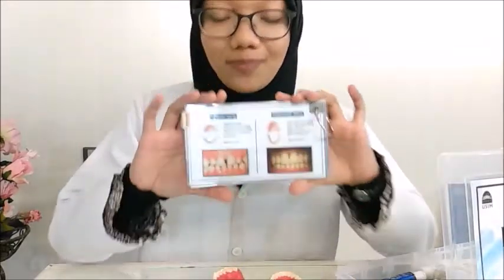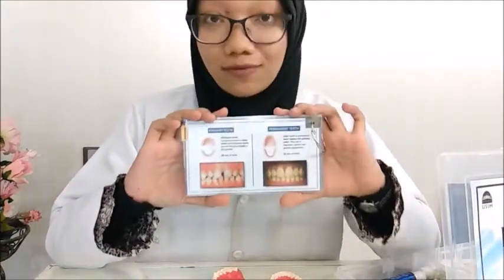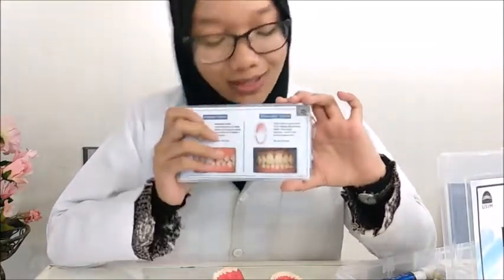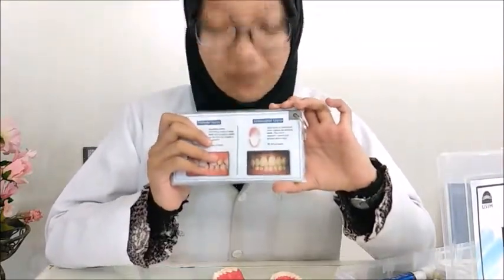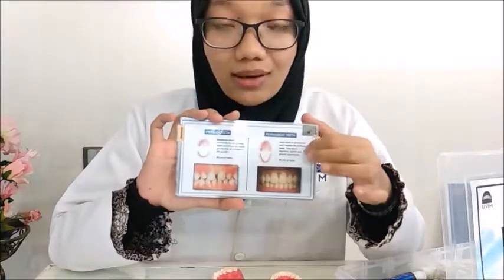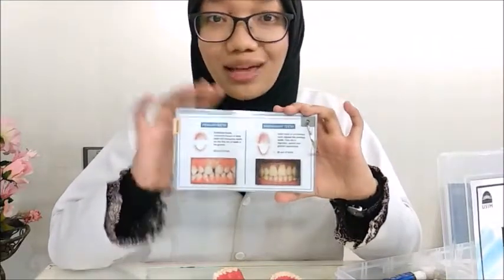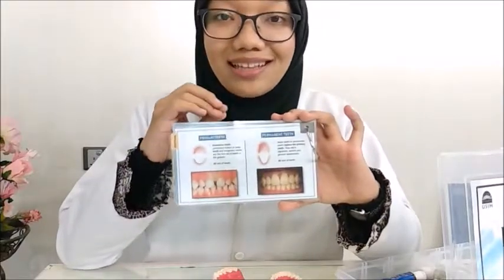And the primary teeth have 20 teeth overall. And the permanent teeth, the teeth that we have right now, have 32 teeth. They are called permanent because when we have an oral condition that needs tooth extraction, there will be no other tooth that will substitute the tooth lost.